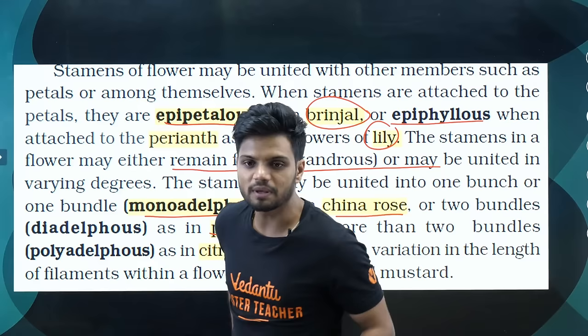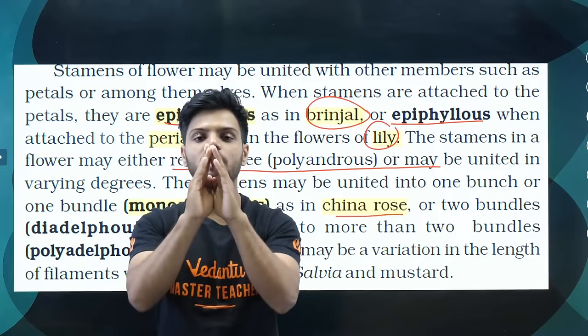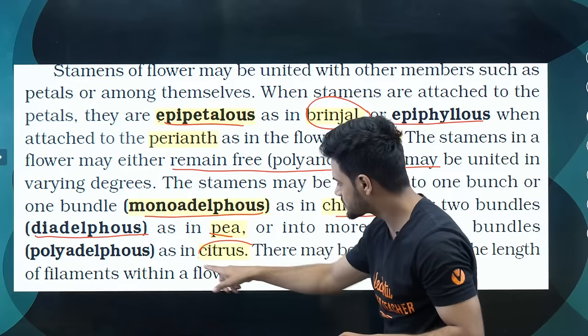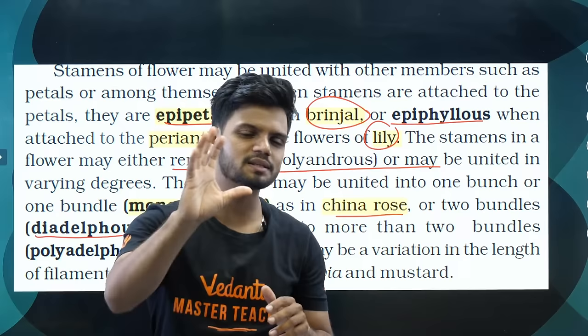Now, when you open a pea pod, does it open into two parts? If you open the pea pod, how many parts does it open into? It opens into two parts. So, diadelphous condition. Last one is your citrus. In citrus, do you notice many seeds? Yes, that's why it is polyadelphous condition.